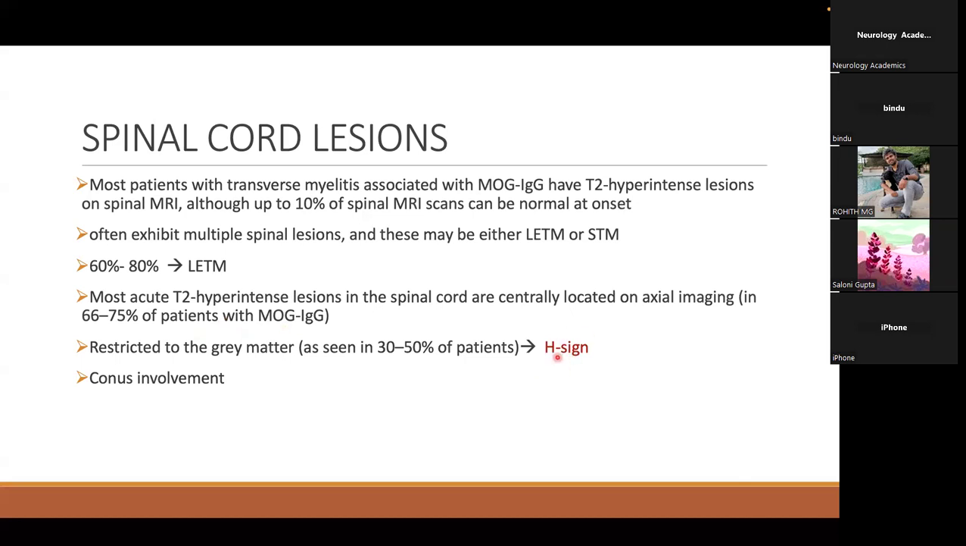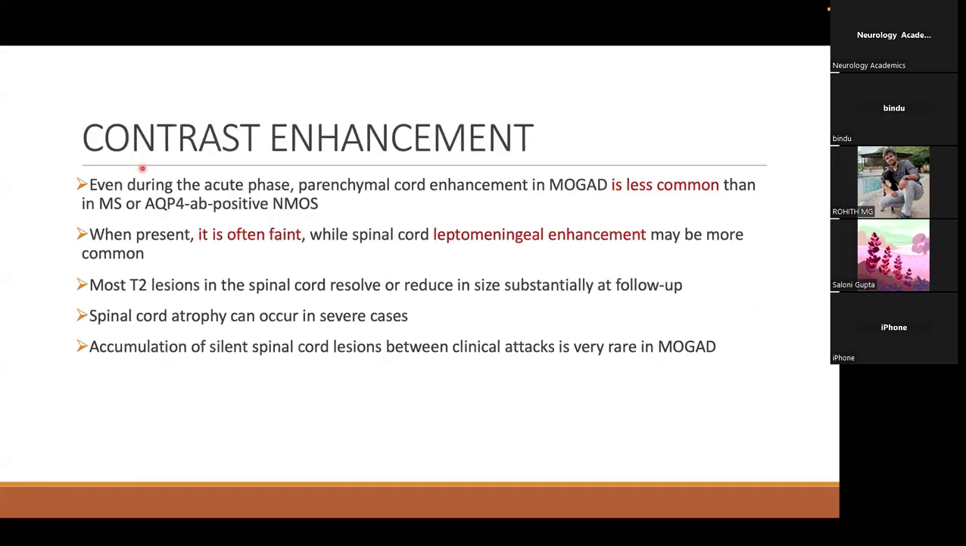So that is the H sign we will see. And then the conus involvement is more specific for MOGAD. And contrast enhancement is less common as compared to NMOSD. In NMOSD, 90% of them had enhancement, but here it is less common. And if it is there, often faint enhancement can be seen. And often the spinal cord has a leptomeningeal pattern of enhancement in MOGAD.